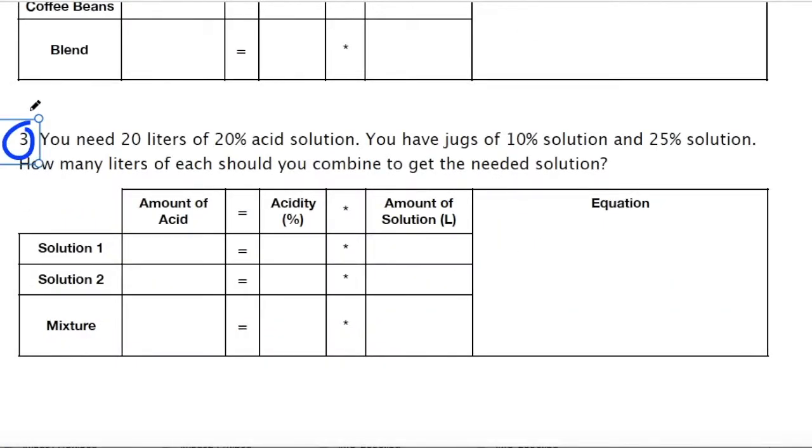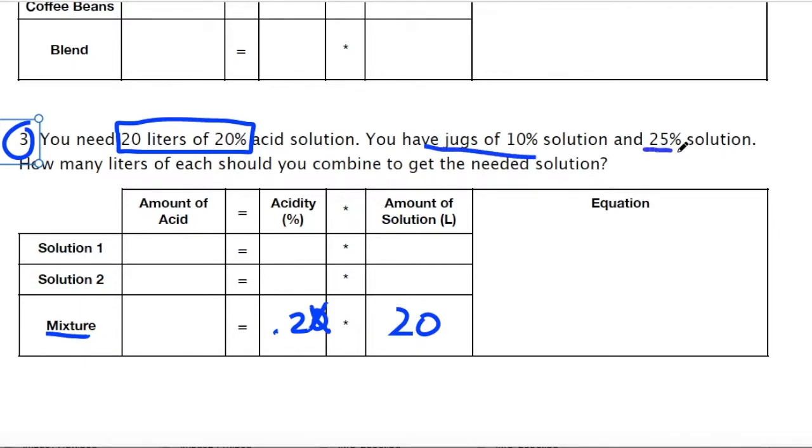The last type of problem we'll look at is a mixture problem involving solutions. It's a different type of mixture problem, but you set it up the same way. We need a total of 20 liters of a 20% acid solution. So that's the mixture we're trying to get to. We need 20 liters of it, and we need it to be a 20% solution. So you don't have to put the 0 there, you can just put 0.2. And then we also have these two other solutions. We have jugs of 10% solution and 25% solution. So we have this 10% solution and we have this 25% solution. And we need to make 20 liters total.